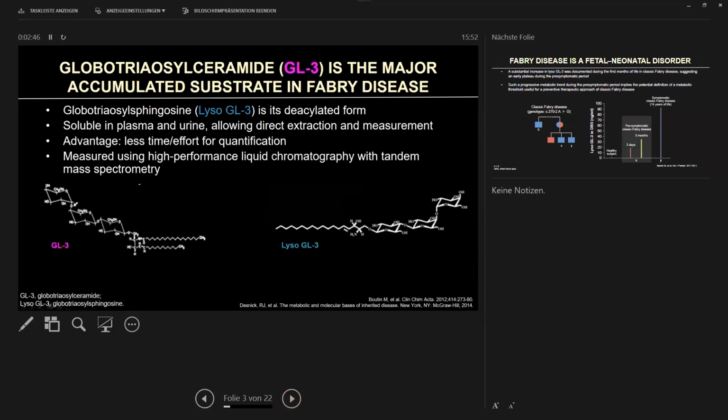GB3 is a substance of which you can see the molecule here, and this bad guy consists of the 3 sugar heads, like shown here, and of the 2 arms, fatty acid arms, like shown here. But it is difficult to measure this agent or this metabolite in the blood, because for this you would need a tissue biopsy.